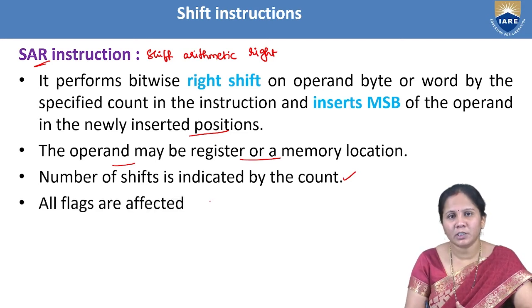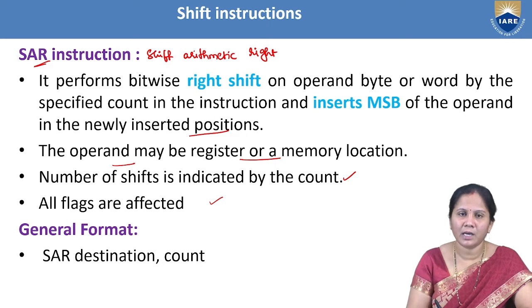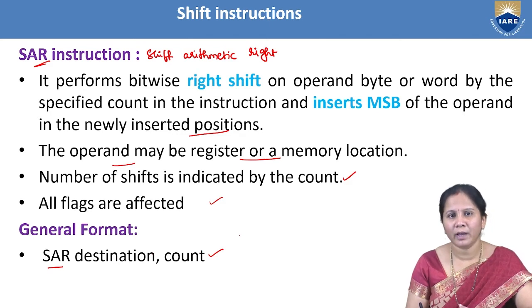When this instruction is executed, all the flags will be affected. Now, coming to the general format of this SAR instruction: SAR destination, count. Here the destination can be either a register or a memory location. If you are performing the shift operation only one time, in place of count you can have the value 1. If you want to perform the shift right operation more than once, it has to be indicated with the help of the counter register, that is, by using the CL register.